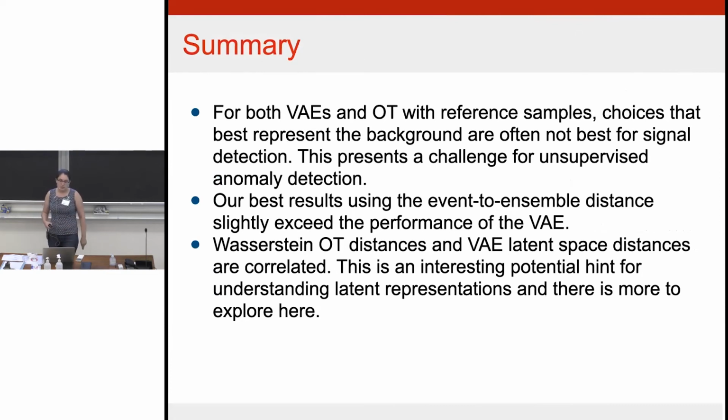Second is that our best results using the event to ensemble distance slightly exceed the performance of the VAE, which is important because you skip this training step. It can take a long time to train an autoencoder, depending on what your data is. It's much faster to test this on different things, and you don't have to do the same amount of hyperparameter tuning. There still is some, but it's not nearly as time consuming. So this could be a useful thing to deploy.